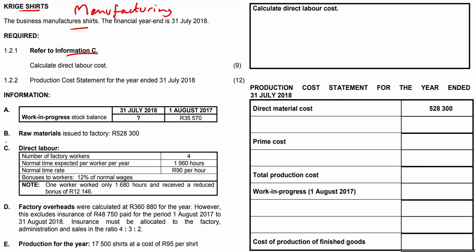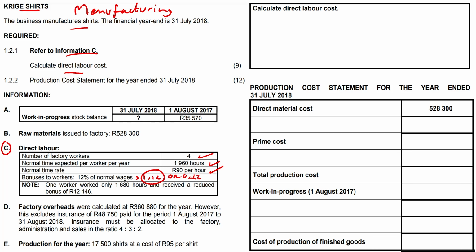Refer to information C, calculate the direct labor cost. Okay, so let's do this. We have 4 factory workers. They worked 1,960 hours per year. The normal time rate is 90 rands an hour, and we have to multiply the finished product by 1.12, or you can just multiply it by 0.12, or 12%, and add it back on. This is just a quick method, like a 2-step method.